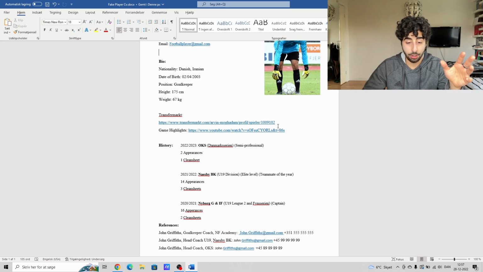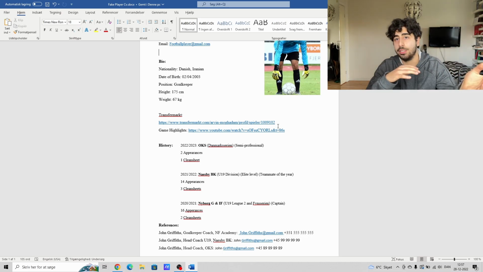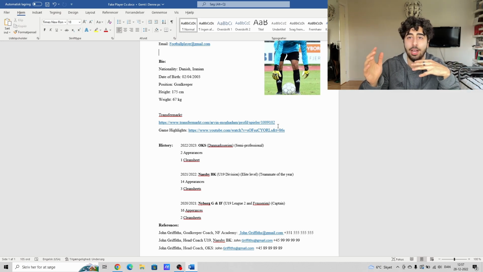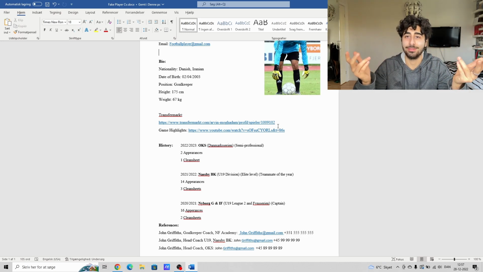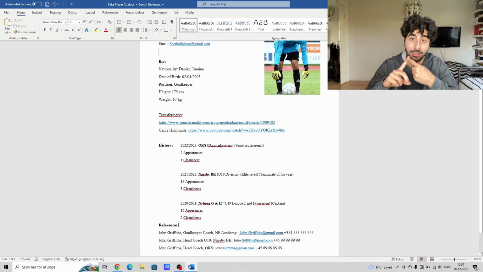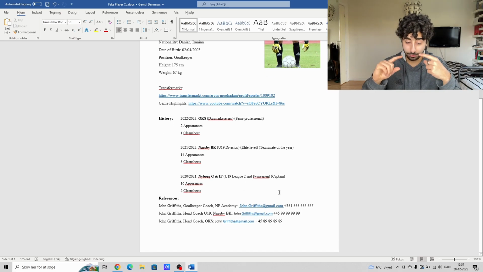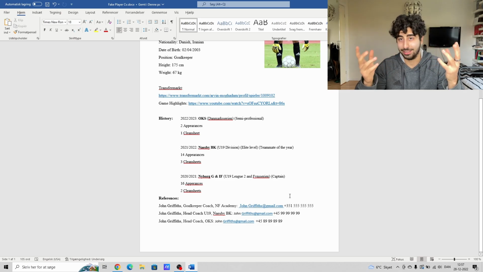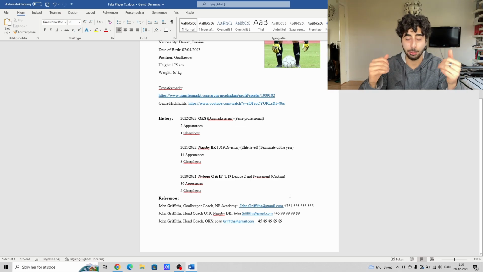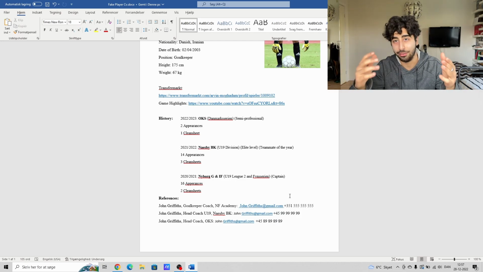Then you want your history of where you have played, and you want to make them as recent as possible, and you don't want any unnecessary information on your CV, because you want to keep it down to one page. They don't want to waste a lot of time looking at your CV, because the higher level you get, the more of these they receive.